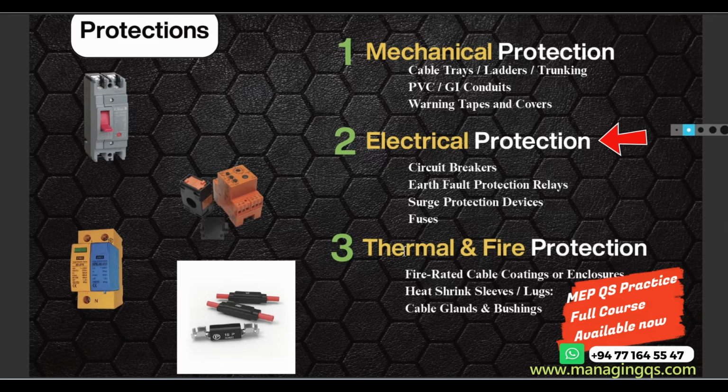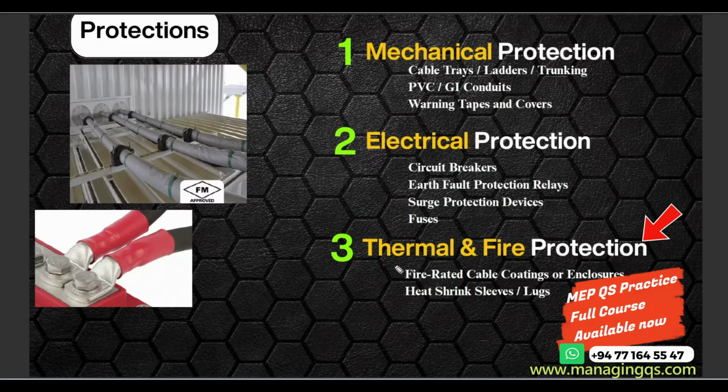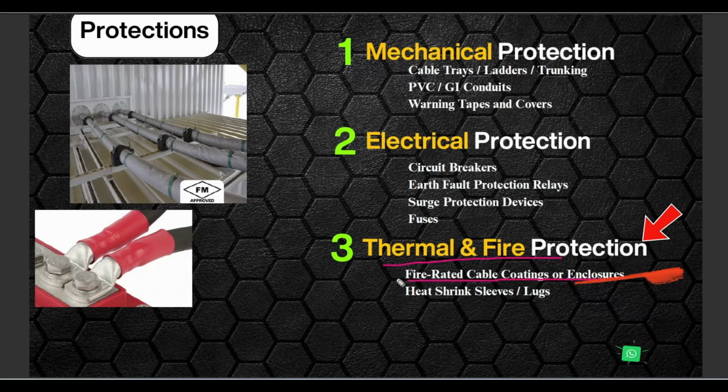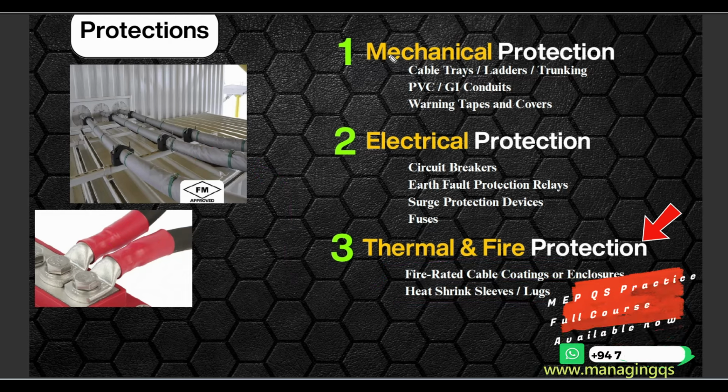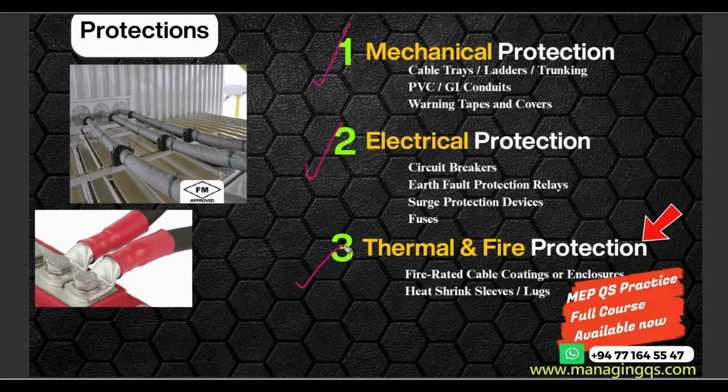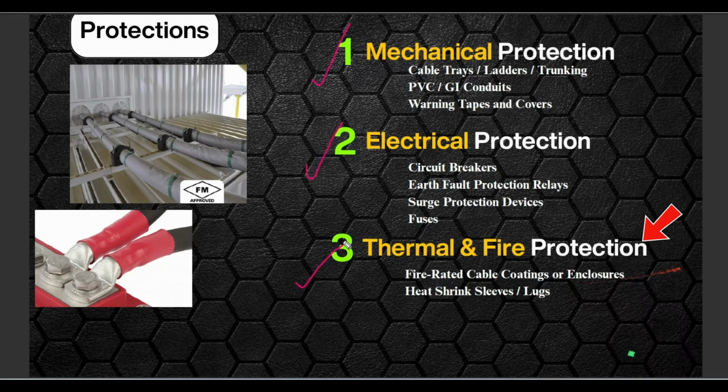Right, the third one is the thermal protection. You can see the thermal and fire protection means if you are installing the cables, you have to consider some fire rated cable coating and enclosure. It looks like this. So there are fire rated cable coatings and also enclosures, and also heat shrink sleeves. These are the heat shrinking sleeves. So we use these items as a necessary protection category. Okay, so there are three important sections. You have to remember these things.